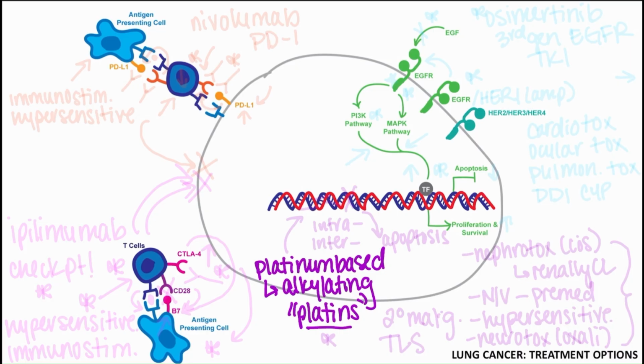Now, the mechanism of action of our platins, like cisplatin, for example. Again, these are alkylating agents that contain platinum, which allows for covalent binding with our purine bases. This leads to intra- and inter-strand crosslinks that lead to DNA breaks and damage that cannot be repaired, triggering cancer cell apoptosis.